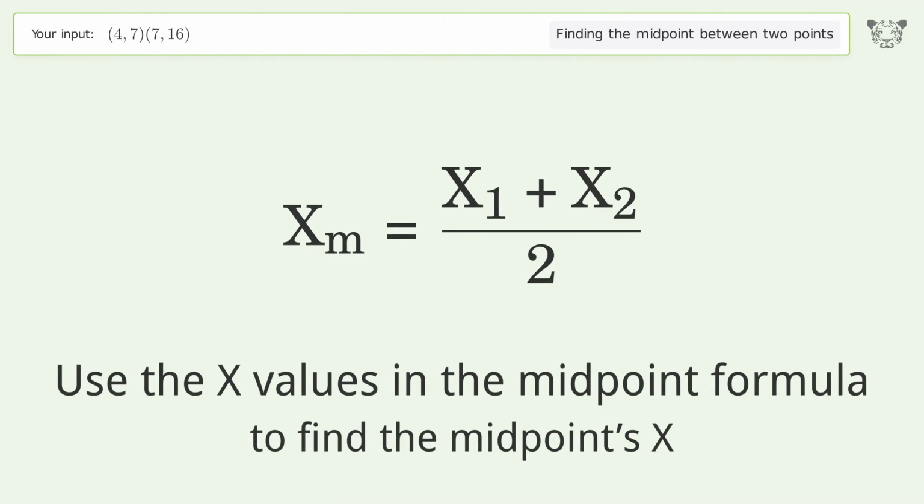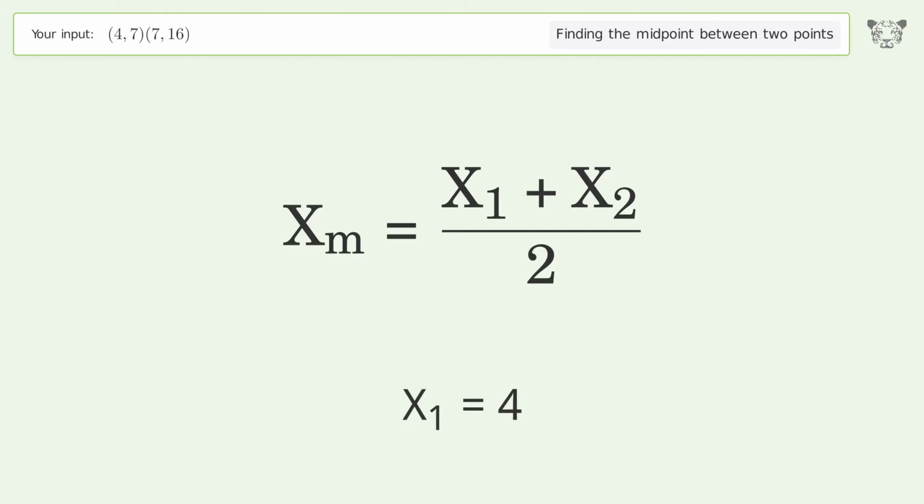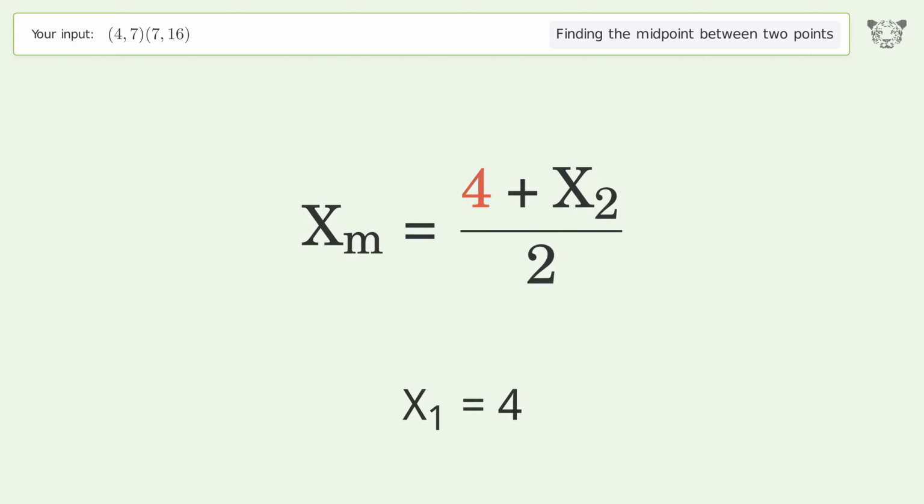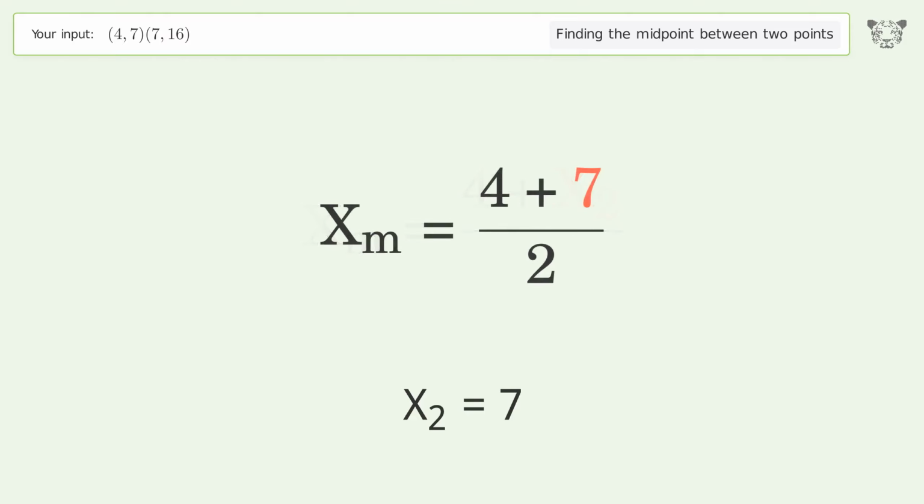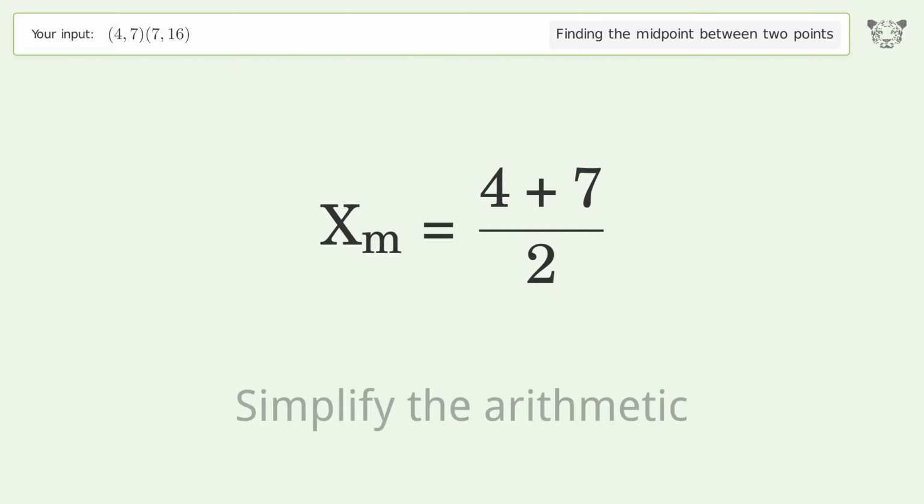Use the x values in the midpoint formula to find the midpoint's x. x1 equals 4. x2 equals 7. Simplify the arithmetic.